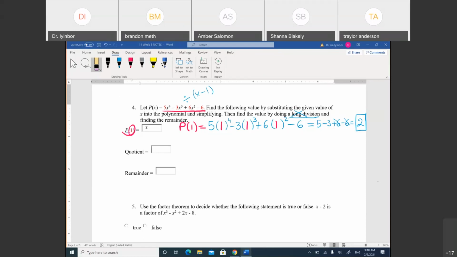Okay? So how do you do it the same way? You're going to set up the little table we have. So we have x to the 4, x3, x2, x, and number. We're going to start from the highest exponent all the way down to the number. Then I'm going to look at my coefficients. In front of x4 is 5. In front of x3 is -3. In front of x squared is 6.